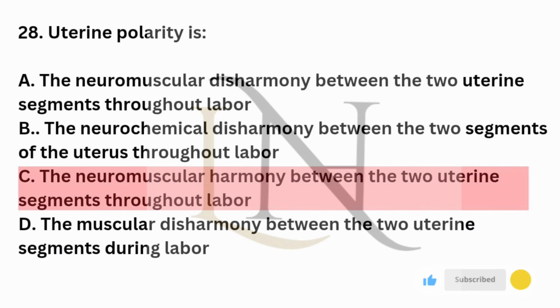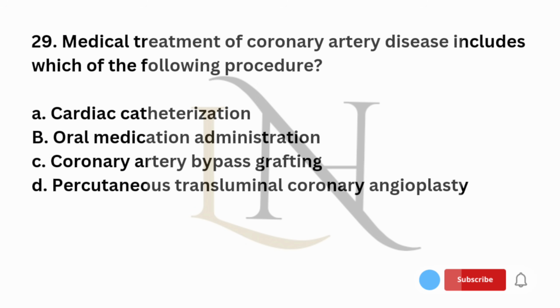Correct answer: Option C, the neuromuscular harmony between the two uterine segments throughout labor.